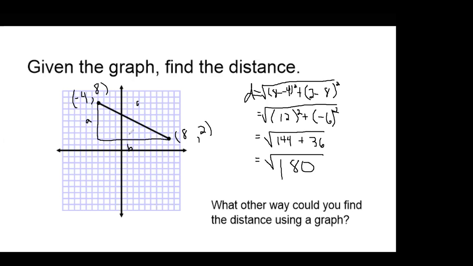Okay. Well, let's see here. All you have to do is count. So this is 1, 2, 3, 4, 5, 6, 7, 8, 9, 10, 11, 12. So that distance is 12. And this distance is 1, 2, 3, 4, 5, 6. But wouldn't you square them? Because a squared plus b squared equals c squared.